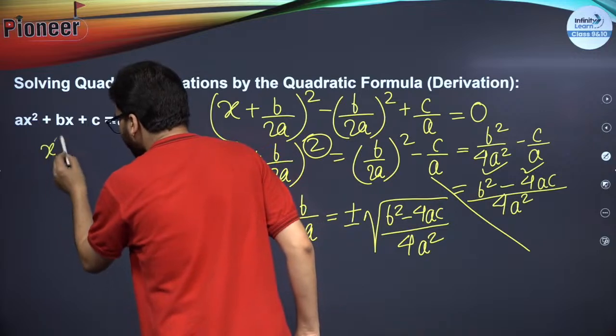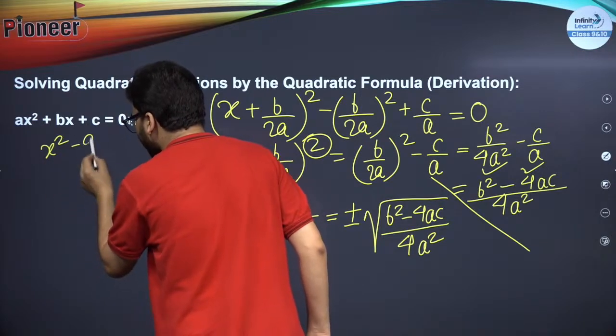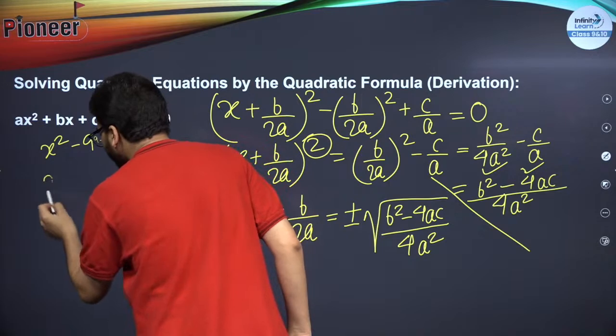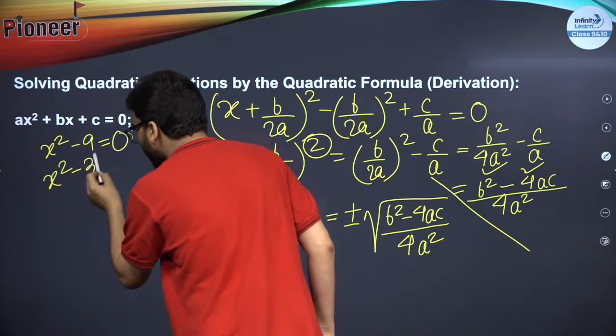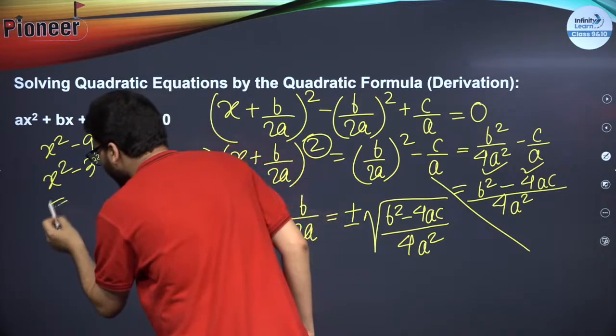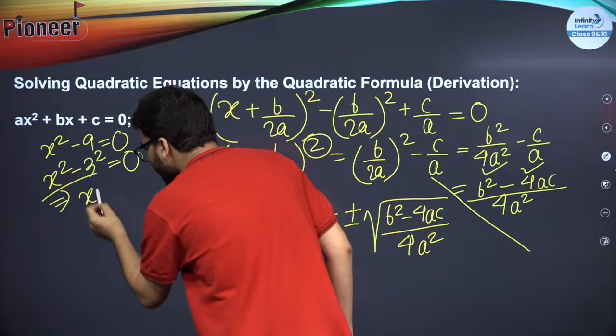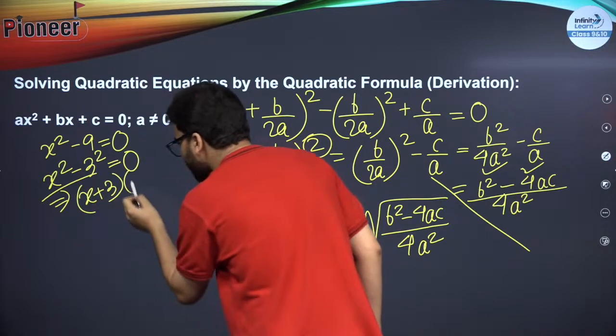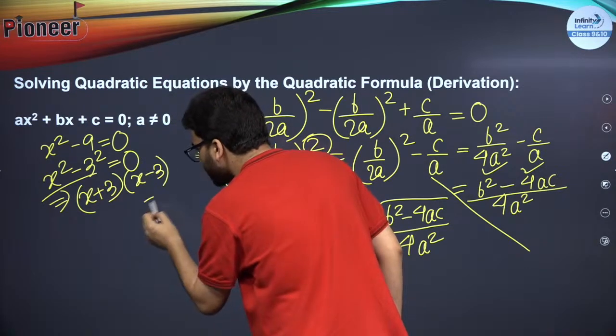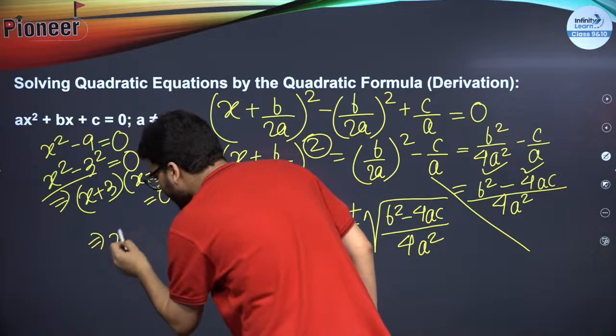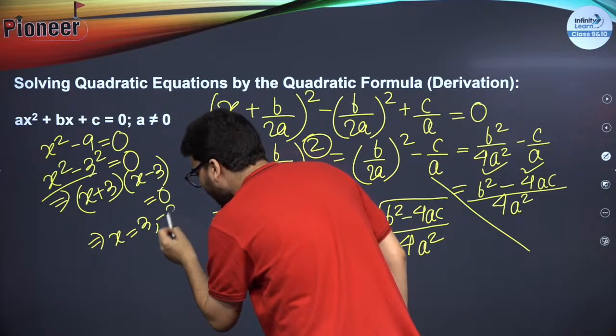See, for example, you have x square minus 9 is equal to 0, right? Can I write it like this, x square minus 3 square, that is 0? Can I use the a plus b, a minus b formula over here? So I can say it is x plus 3, x minus 3, that is equal to 0. So can I say that the value of x is plus 3 and minus 3 as well?